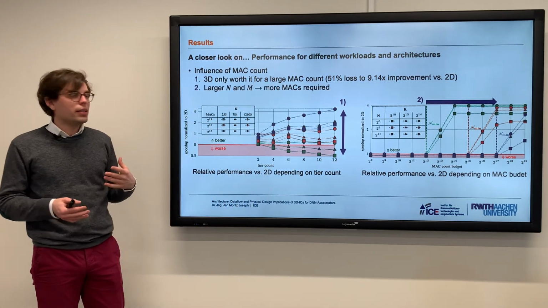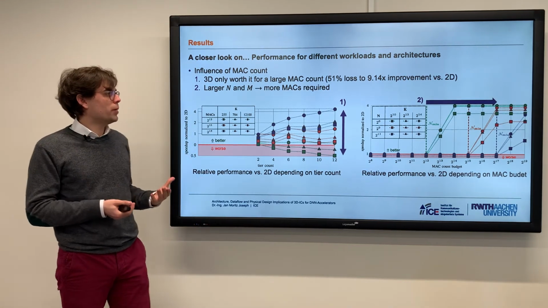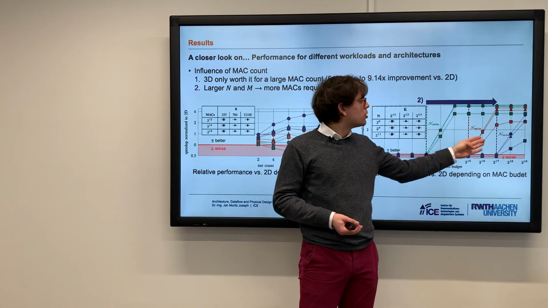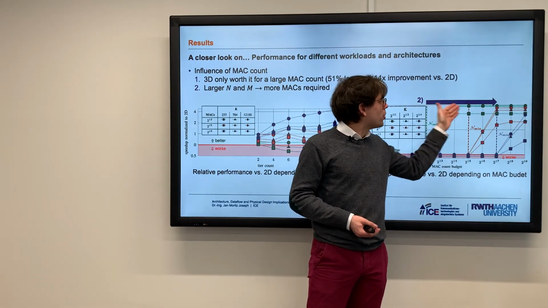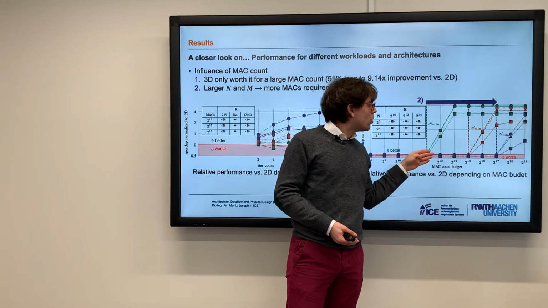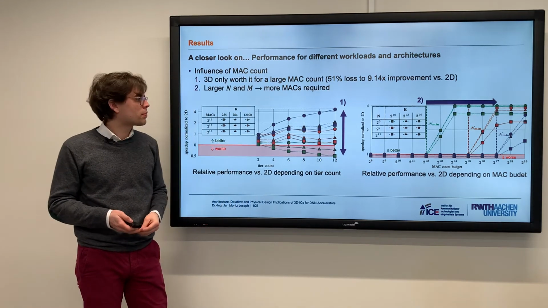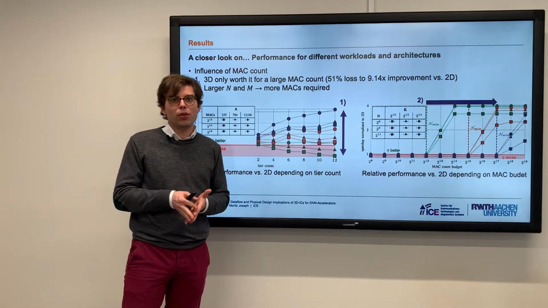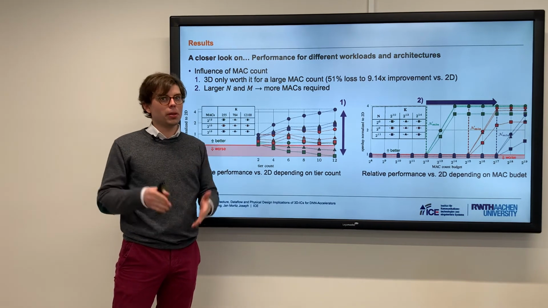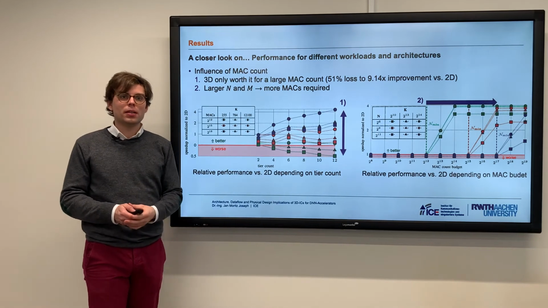The second finding is that if m and n get larger, then you also need more Macs. This is basically what you can see here, going from the green n to the purple n. If your workload parameters and your m and n get larger, then you also need more Macs to actually make it worth going 3D. So that's cool. In terms of performance, we have now seen that for large workloads and large compute resources, 3D is worth it and then gives you up to 1 magnitude of performance improvement.